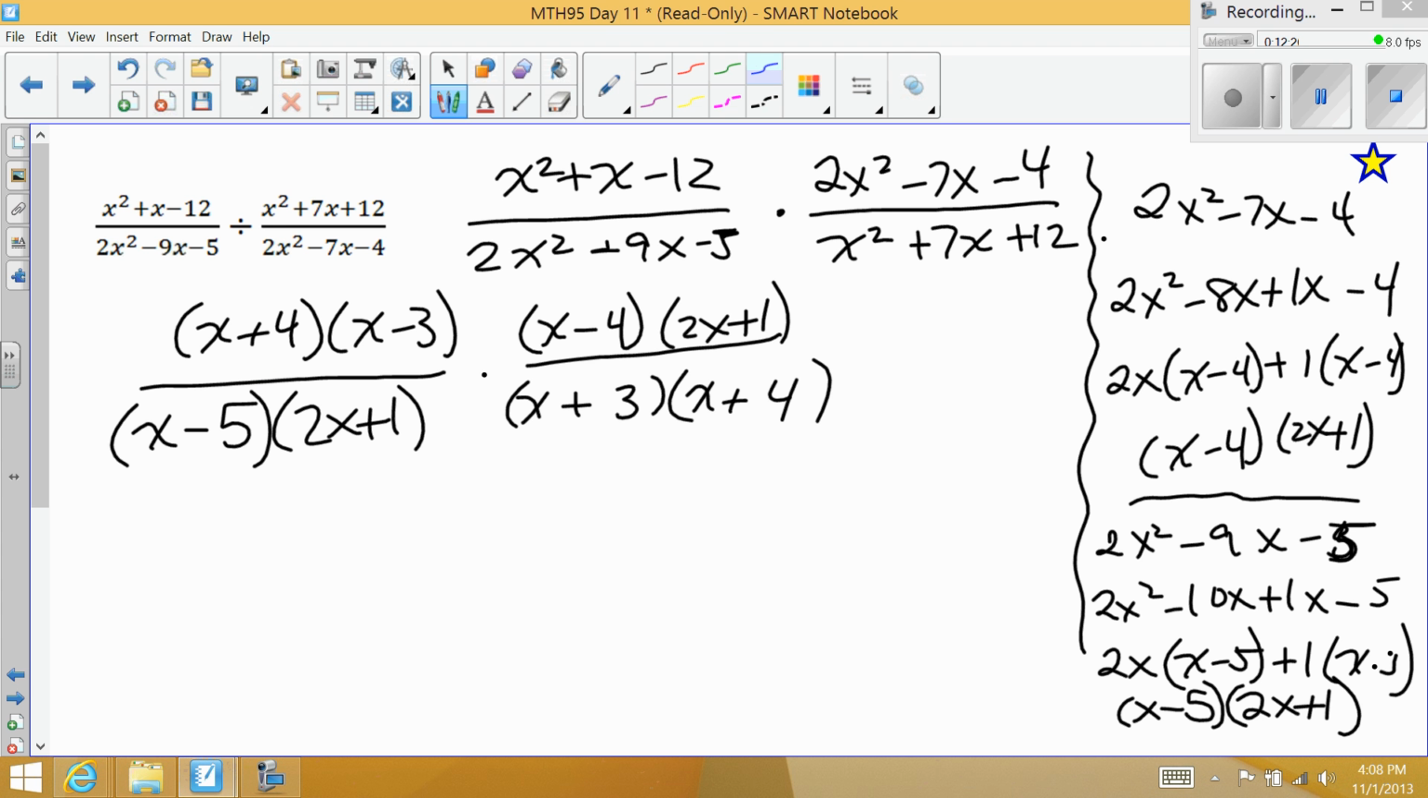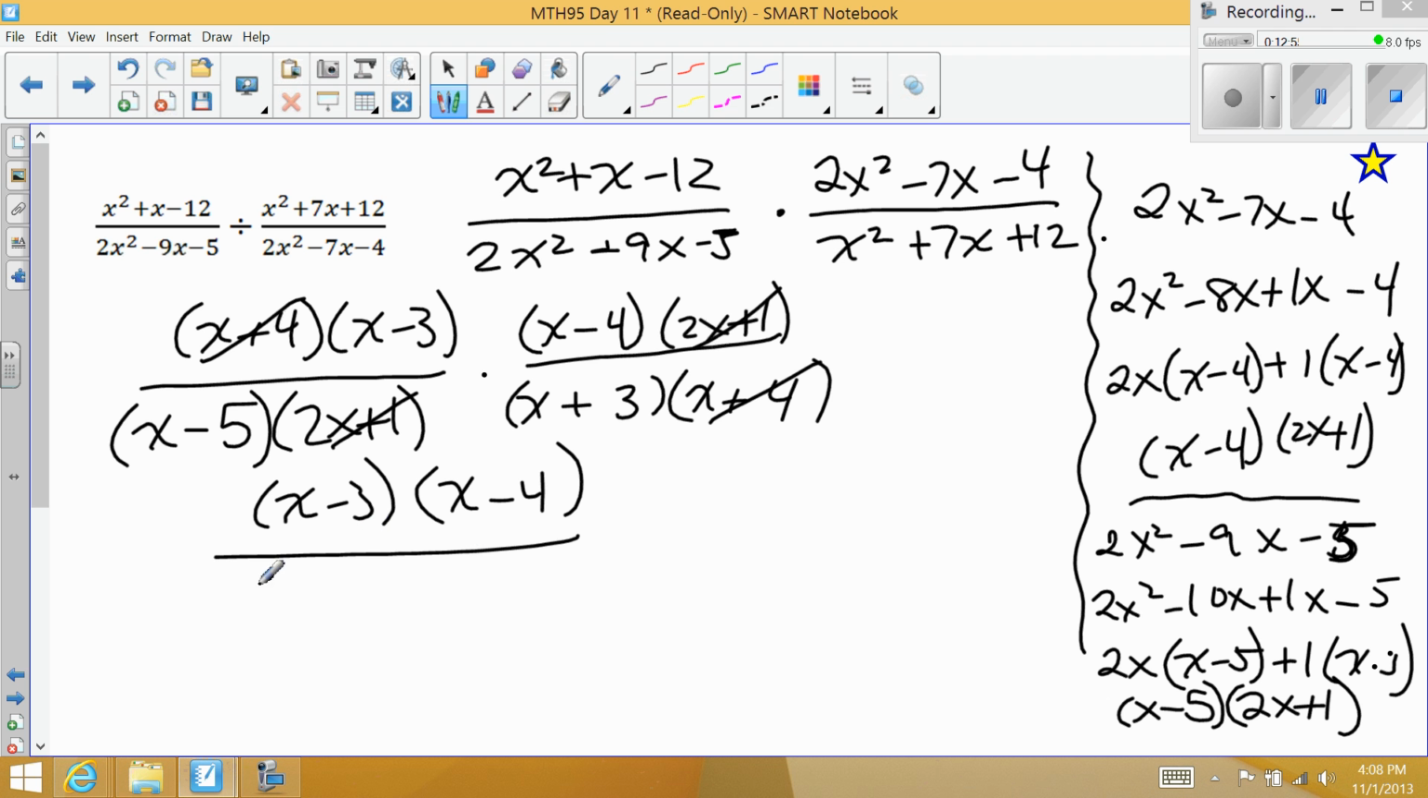Now's the fun part. Looking for some common factors to cancel out. So as long as I have one in the numerator and another common factor in the denominator, doesn't matter if they're directly above each other or not. X plus 4, 2x plus 1. Let's see, I think that's it, because x subtract 3 is not the same thing as x plus 3. So I'm left with x subtract 3, x subtract 4, over x subtract 5, x plus 3. Okay, happy factoring.